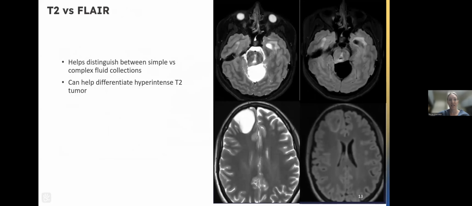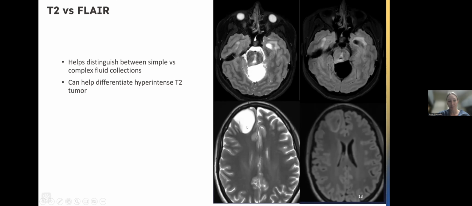So how do you use T2 versus FLAIR against each other? When you would want to use both, to compare against each other, is to distinguish simple versus complex fluid collections, or to help differentiate hyperintense T2 tumors. So on the upper left-hand corner here, you see this very hyperintense area near the brainstem. You see some compression, and you want to know, is that fluid or is that a tumor? So you can use your FLAIR to suppress that CSF signal, and the FLAIR is on the right-hand side, and you see now that it is black. So you were able to determine that that was a cyst formation and not a solid tumor.